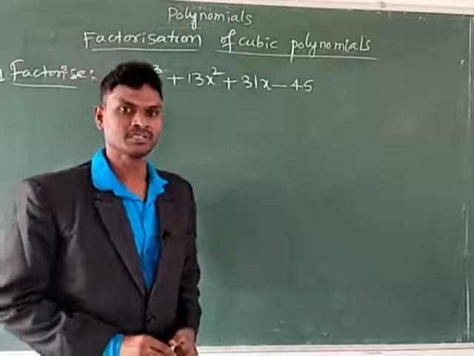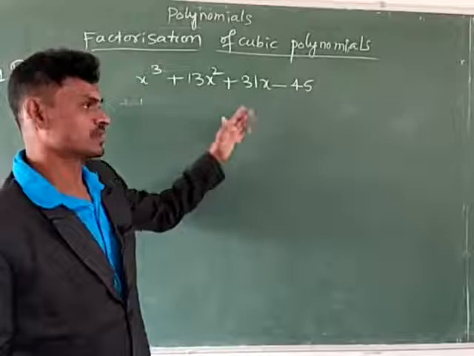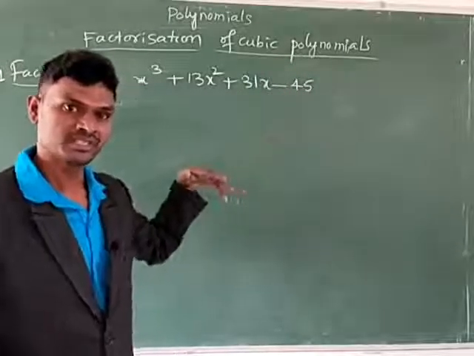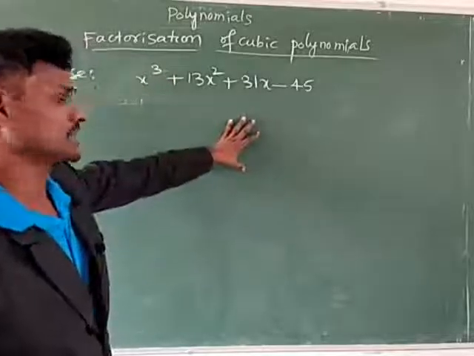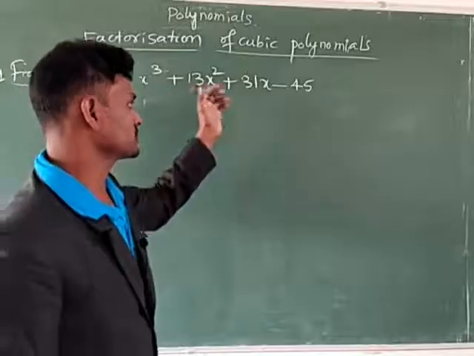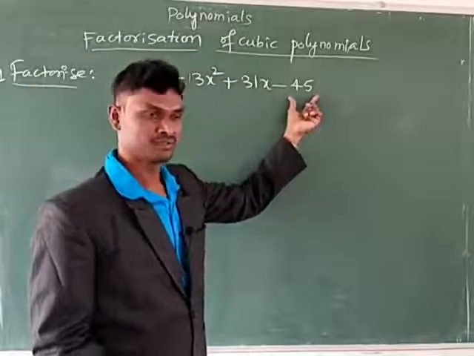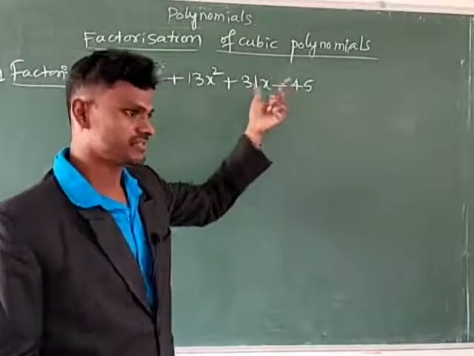Today we are going to discuss the factorization of cubic polynomials. We already discussed the factor theorem and remainder theorem. Given a cubic polynomial, first you have to take the constant term and write its factors.